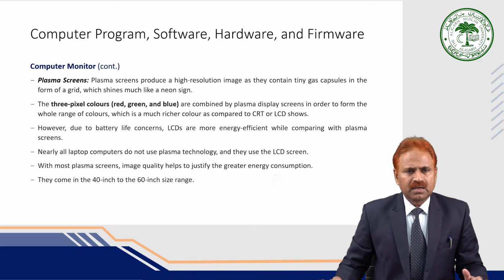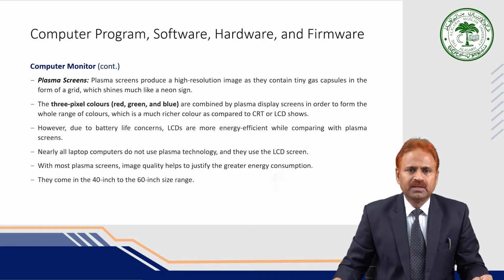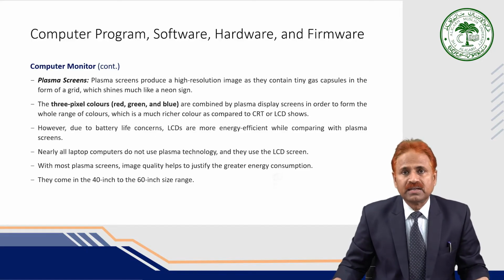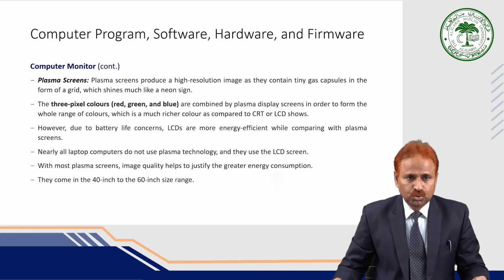Plasma screens are another type of display. Plasma screens produce a high resolution image as they contain tiny gas capsules in the form of a grid which shines much like a neon sign. The three pixel colors, commonly known as RGB, are combined by plasma display screens in order to form the whole range of colors, which is much richer color as compared to CRT or LCD displays.